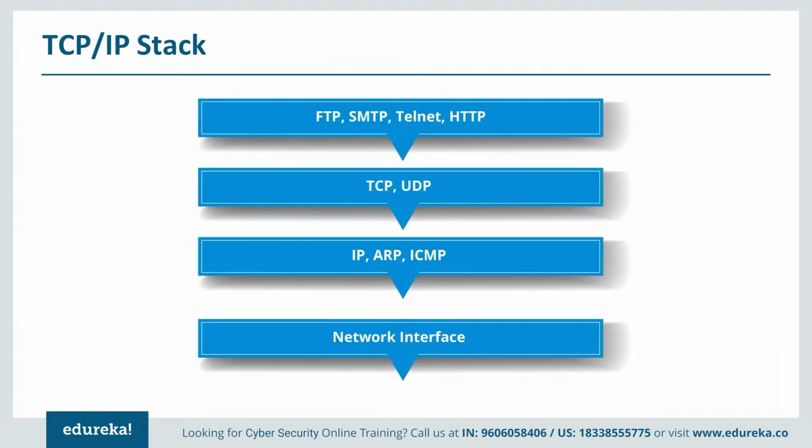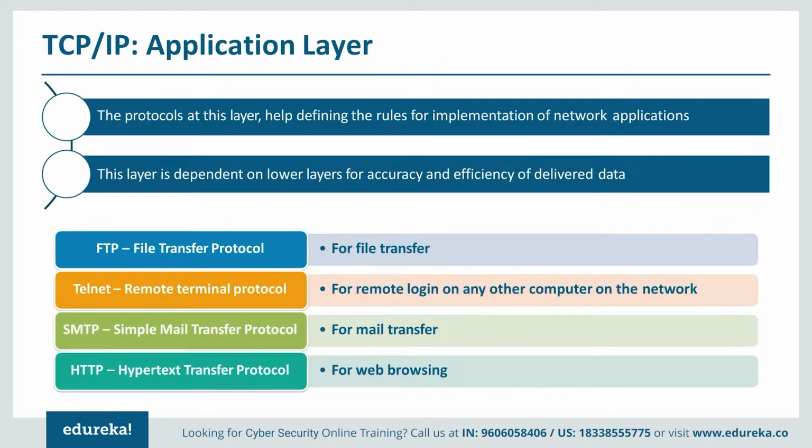So, the simple TCP/IP stack. What are the protocols used? In the top layer, the application layer uses FTP, SMTP, Telnet, HTTP, etc. The host-to-host layer uses the TCP and UDP protocols. And the internet layer uses IP, ARP, ICMP. And then the network layer, the network interface. These are the simple examples.